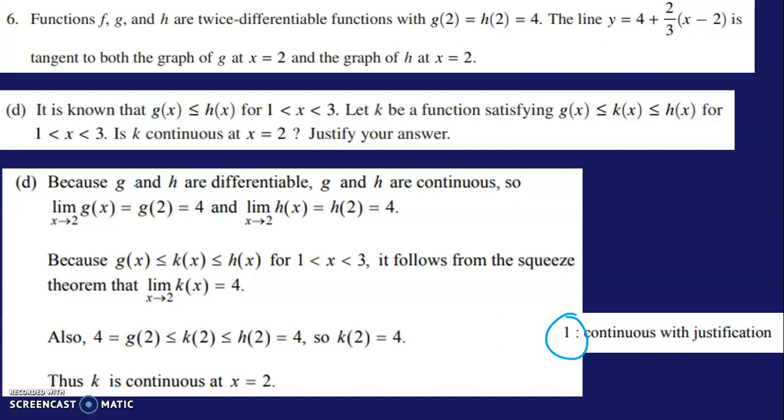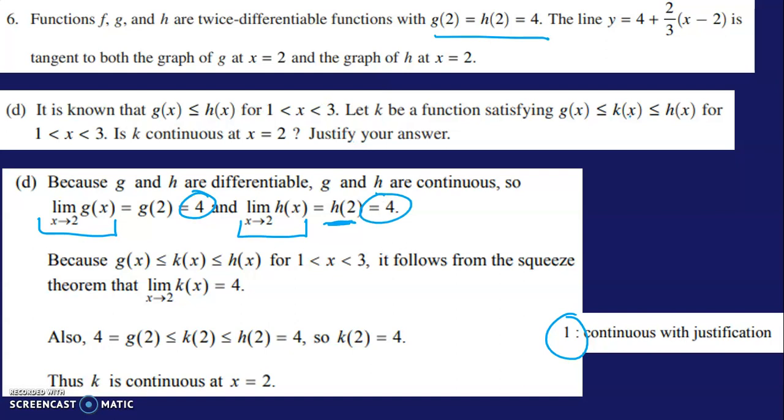All right, so first of all, we need to talk about the fact that g and h are going to be continuous. And we know that because they are differentiable. And because they're continuous, we know that the limit value for each of them is equal to the function value. And they gave us the function value in the original problem. So we can show that the limit for g as x approaches 2 and the limit for h as x approaches 2 are both equal to 4.